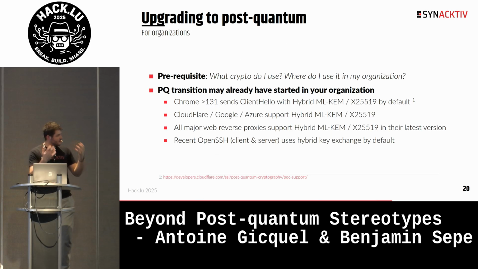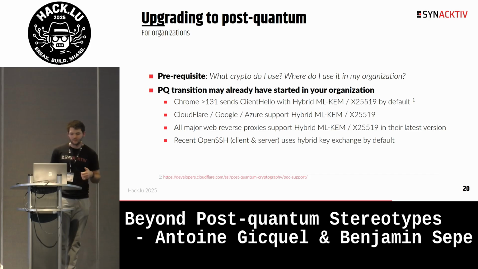That's the main ideas, but as an organization, how could you migrate to post-quantum cryptography? The first prerequisite is to wonder what crypto do you use, where do you use it, what software uses cryptography, where is it most critical that my cryptography is safe, and then you will realize that in most cases, post-quantum transition may already have started in your organization.